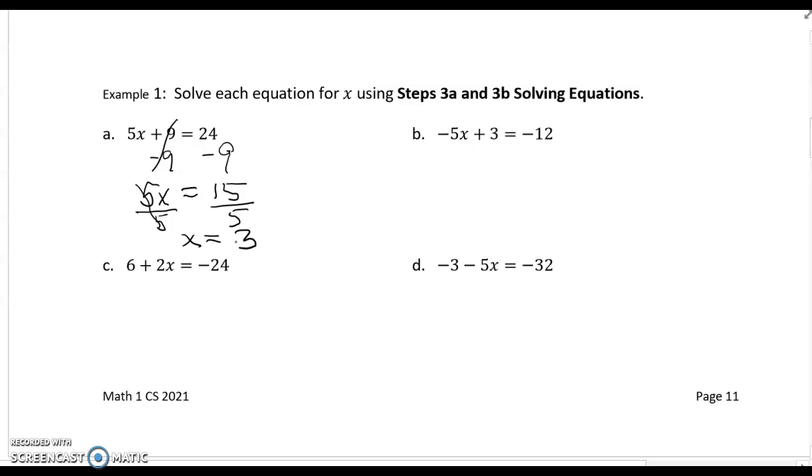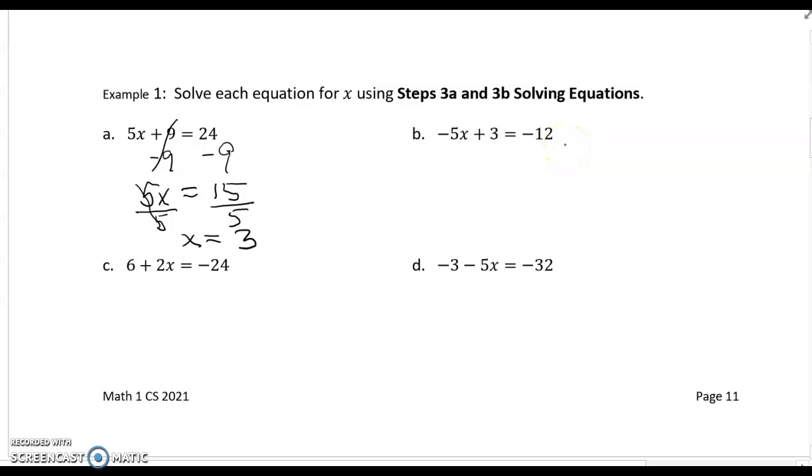Moving on to part B. Again, we're checking to see, are there any fractions? No, so we're skipping step 1. Check the left side. Can I do any distributive property? Nope. Can I combine any like terms? No. Same thing with the right side.